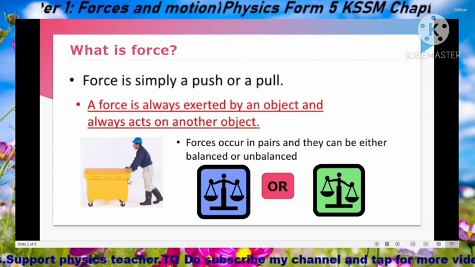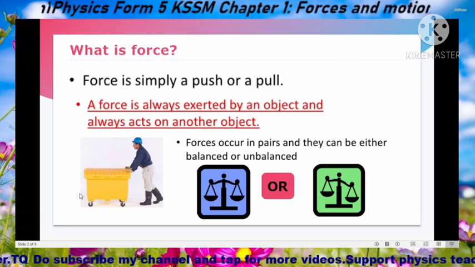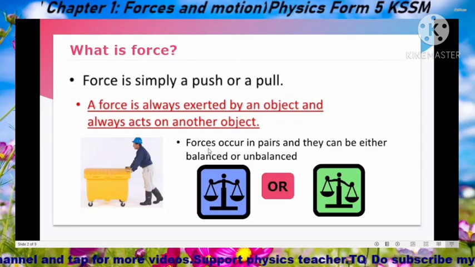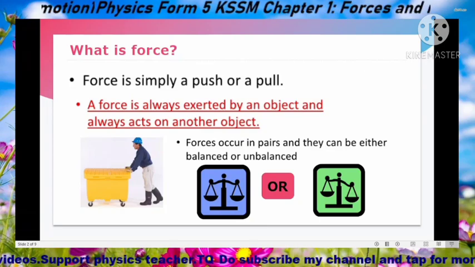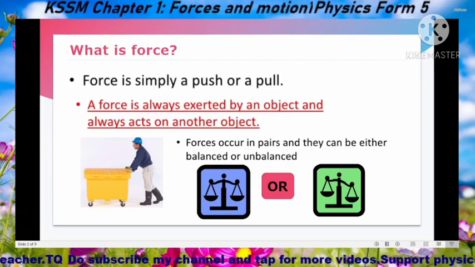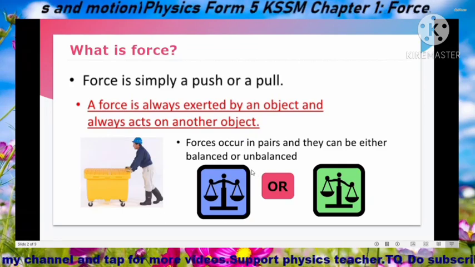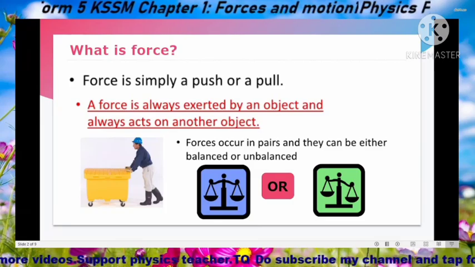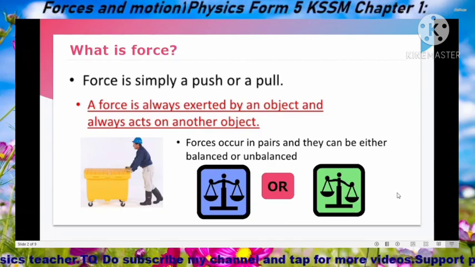Look at this person pushing a trolley. So the trolley will move. So there is force acting on the trolley. Forces sometimes act on the object more than one. For the case of more than one force acting on the object, the forces can be either balanced or unbalanced. So in this topic, we want to discuss what happens to the object when the forces acting on the object are balanced or unbalanced.